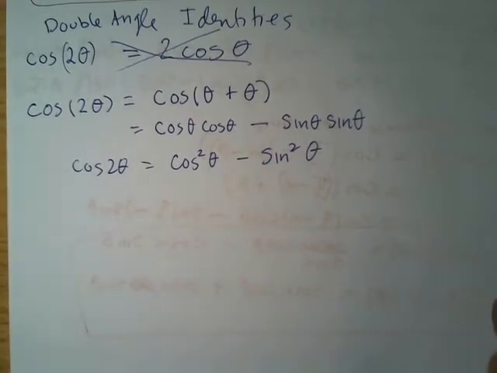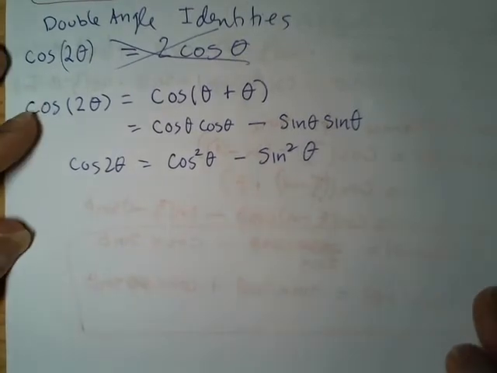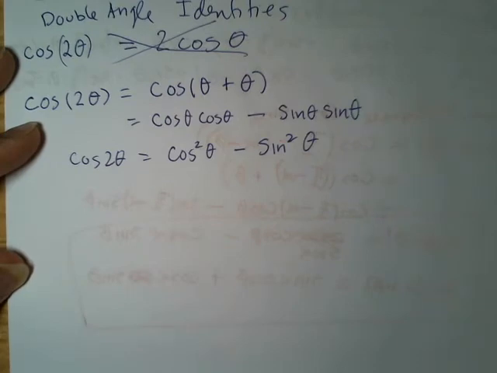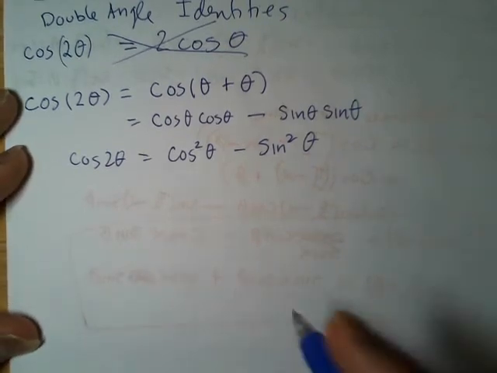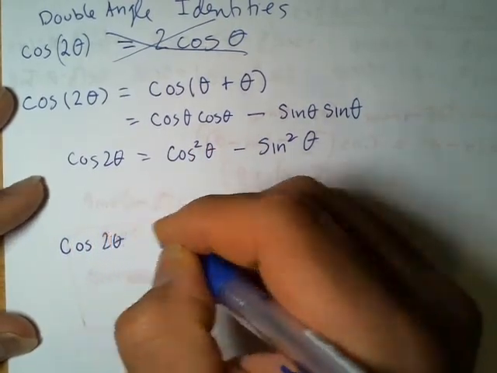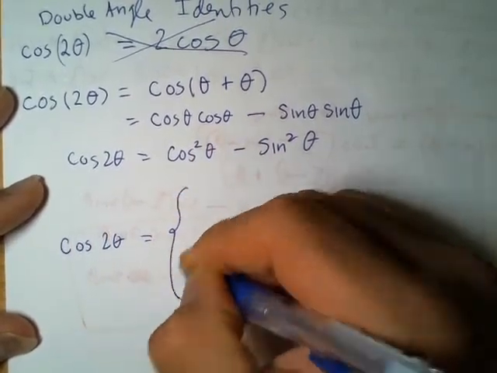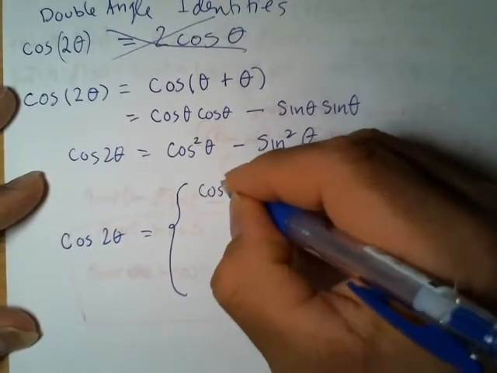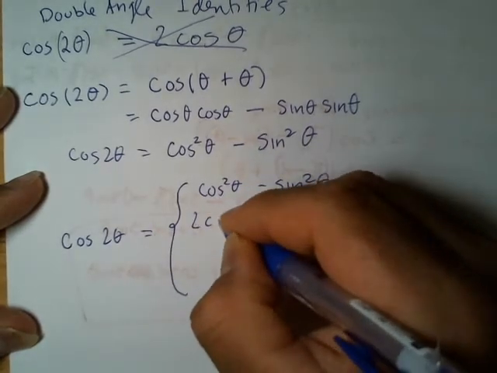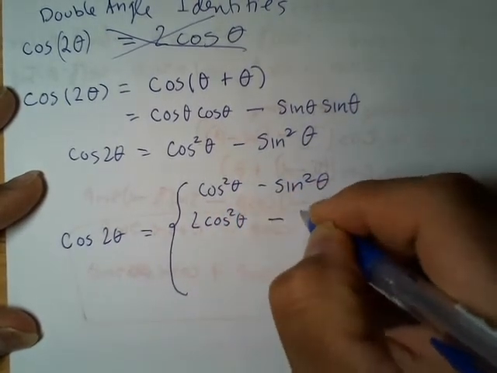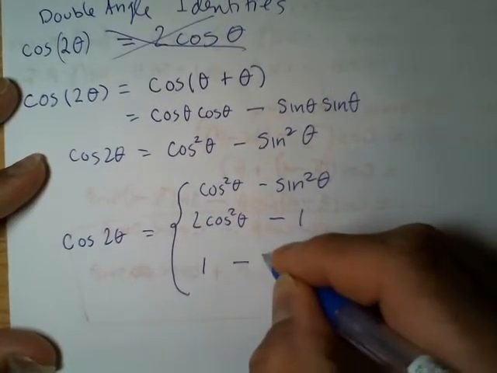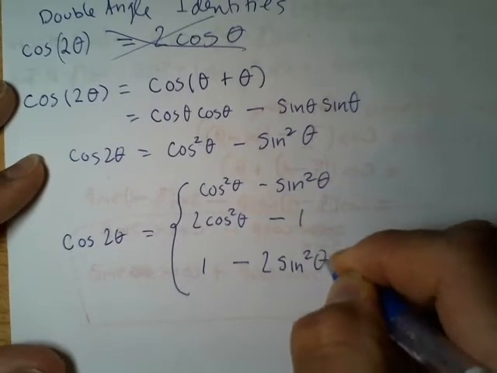Okay, and as it turns out, using the Pythagorean identity, sine squared theta plus cosine squared theta equals 1, there are actually 3 different ways you can write the cosine of 2 theta. I'll write these here without proof. The first way is the one we just discovered. The other way is 2 cosine squared theta minus 1. And the next one is 1 minus 2 sine squared theta.